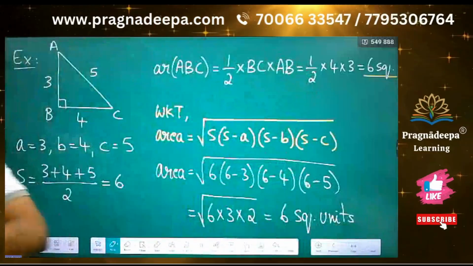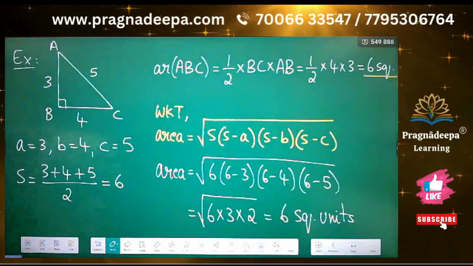So did you get the same answer? So what is the conclusion? Whether you use half into base into height or whether you use square root of s into s minus a into s minus b into s minus c, you will get the same answer. Correct? You will get the same answer.